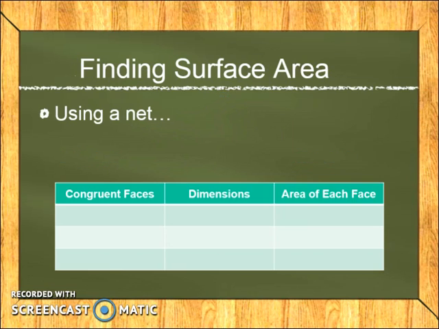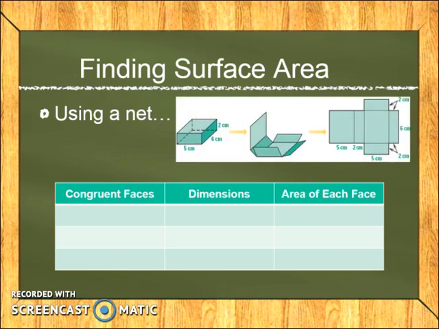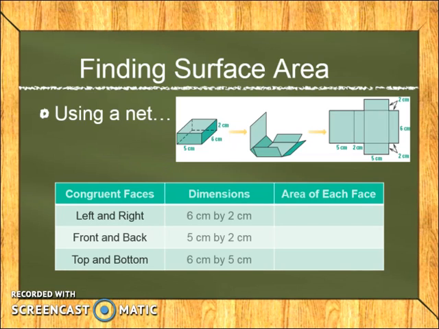So finding surface area. Well, let's first use a net. Here's a rectangular prism, and we're going to open it up and create multiple rectangles, and we're going to find the area of each rectangle. So the left and right, that's the 2 by 6. The front and back is the 5 by 2, and the top and bottom is the 6 by 5.